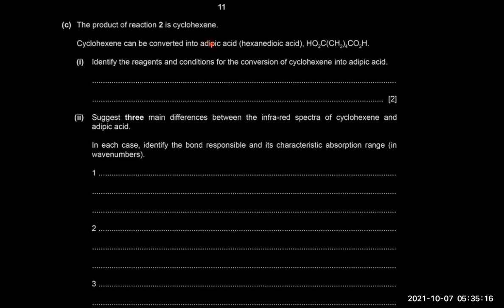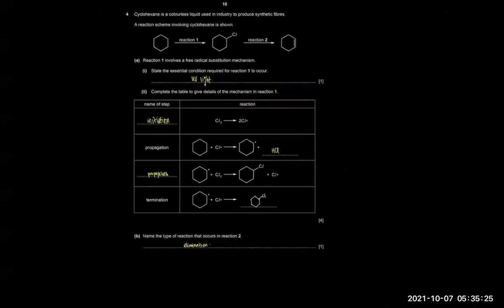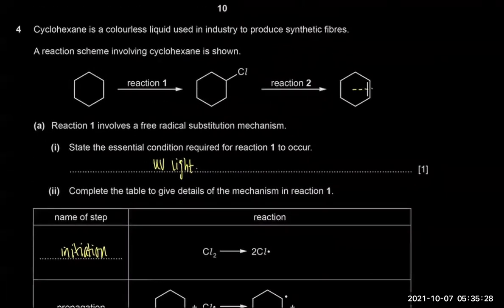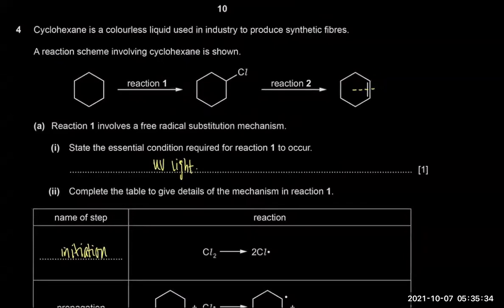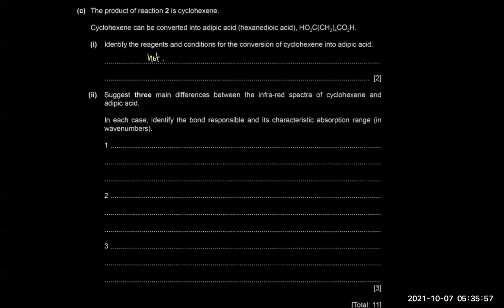Cyclohexene can be converted into adipic acid, okay? Hexane dioic acid. Basically what they're doing is breaking this double bond and making an acid group over here and an acid group on this carbon. They make an acid group on both end carbons. So how do I rupture this double bond to make two acid groups? Strong oxidation. What are its conditions? Hot concentrated KMnO4. Make sure you write hot concentrated. So the reagents and conditions is hot concentrated.